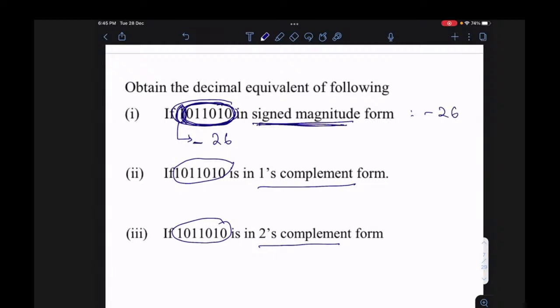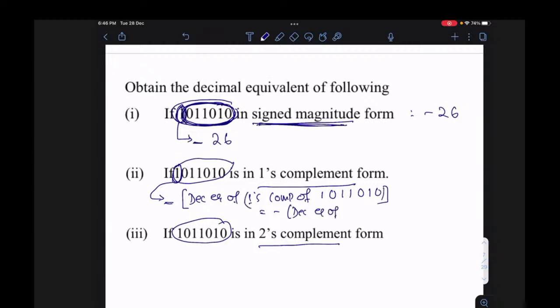Now coming to the second question: if the same number is in 1's complement form, what is the answer? Again, the same story. The MSB is 1, so I'm putting a negative sign. Then the method is to find the decimal equivalent of the 1's complement of this number, which is 1, 0, 1, 1, 0, 1, 0. So this is equivalent to minus of the decimal equivalent of its 1's complement.